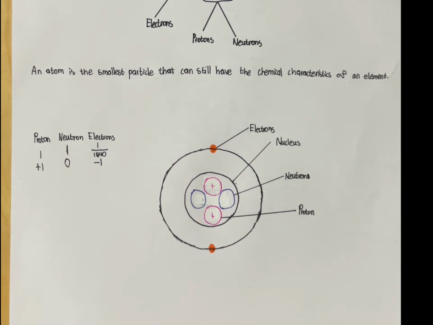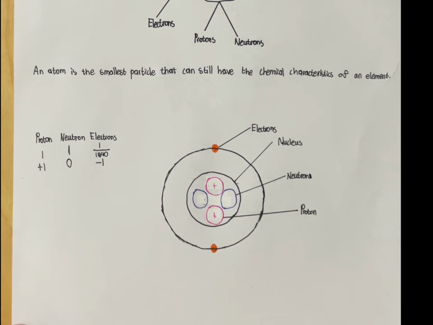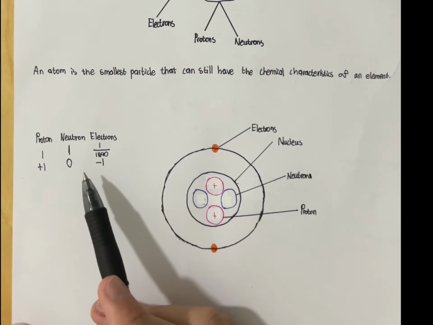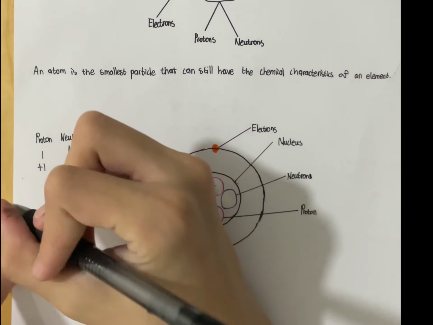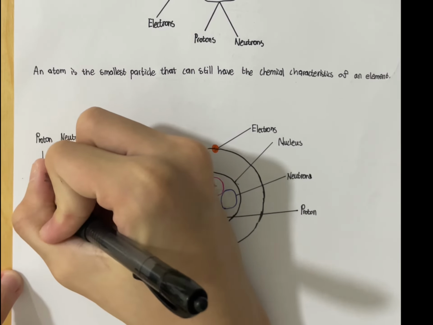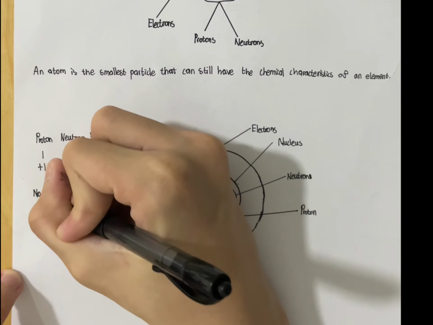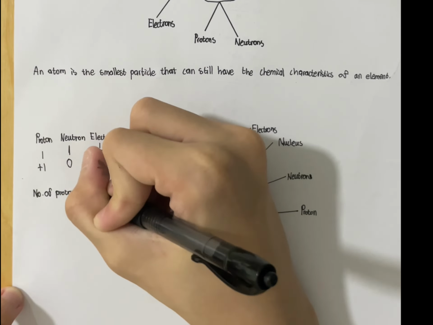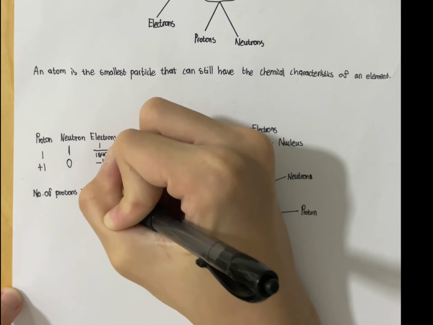So, if you wonder why an atom is electrically neutral, why it doesn't have a net electric charge, it's because the number of protons is equal to the number of electrons. Let's write that down. Number of protons equals number of electrons.